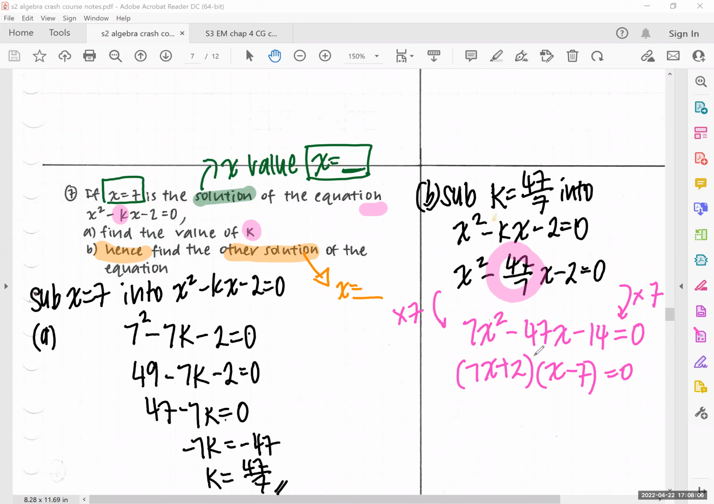What can we say from here? 7x plus 2 equals 0, or x minus 7 equals 0. Yeah. And after that? 7x equals... x is equal to? Okay, but you need to be really careful.